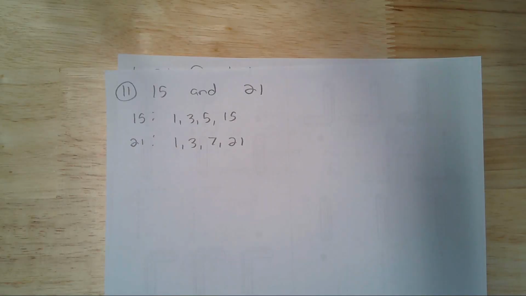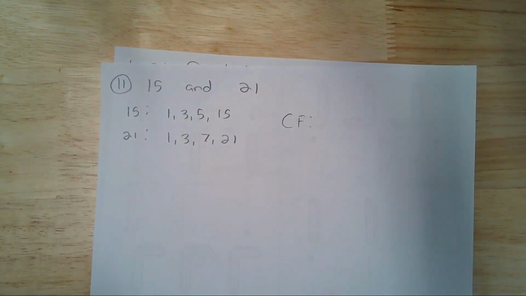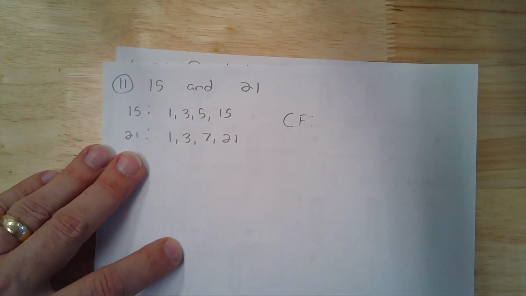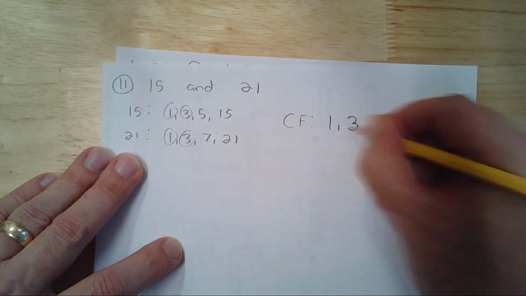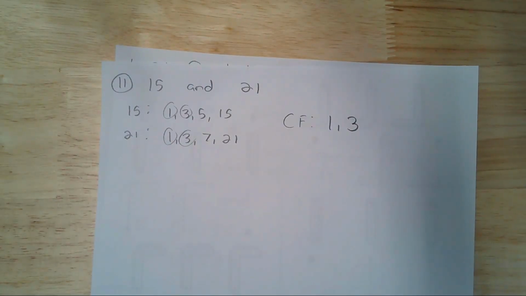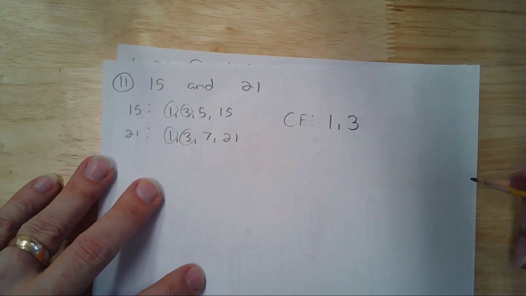So there's the factors. Now it says list the common factors. I'm just going to call them CF for common factor. Is that fair? So what are my common factors? Well, 1's a common factor, 3. So my common factors are 1 and 3. And then it says circle the greatest common factor.